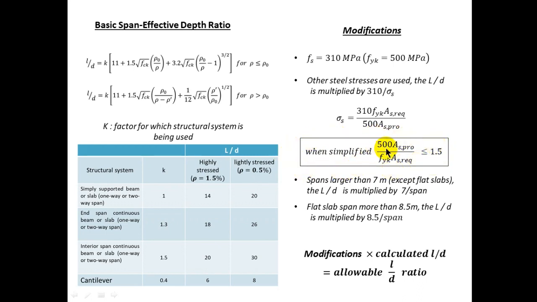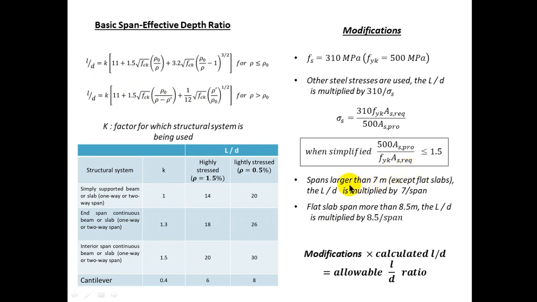I have the 500, this is a constant. I have the grade of concrete, I have the grade of steel. It might be 500 less or more, just put it there. The area of tension reinforcement provided divided by the required should be less than or equal to 1.5. Once I determine this, first of all, I just find the L over D and then multiply it by the modifications. This is the first modification. Once I determine this, I just multiply it by the L over D. So this is basically the first modification.